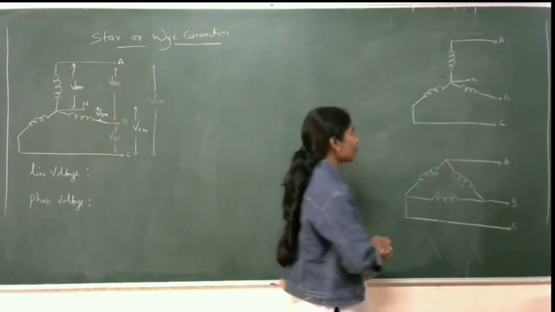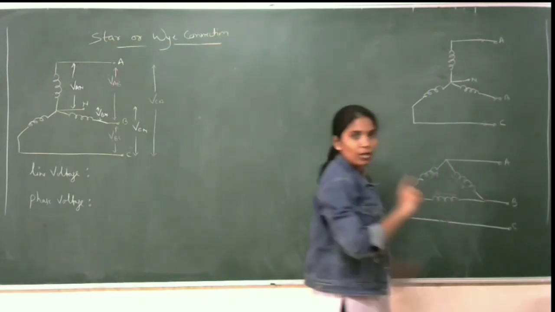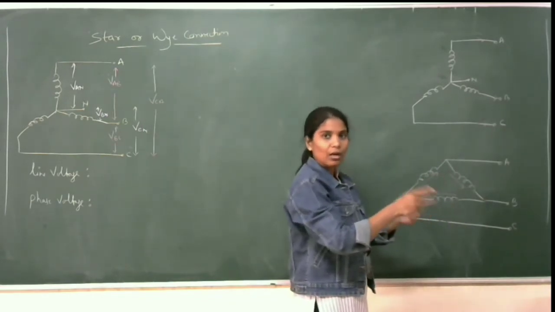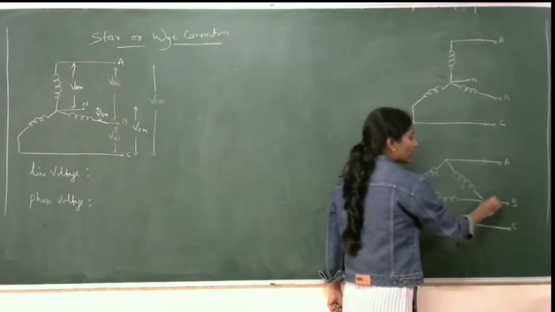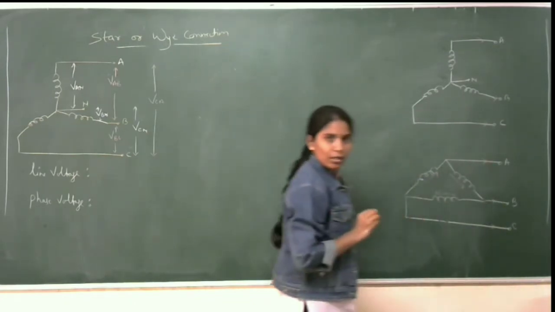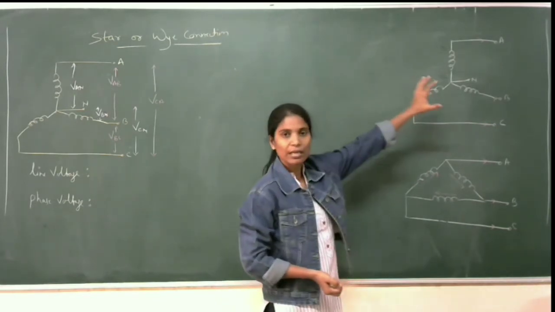The line currents are the currents flowing through the outer terminals, the outer lines. Here also this shows the line current. So this is the pictorial explanation of what the phase quantity is and what the line quantity is.